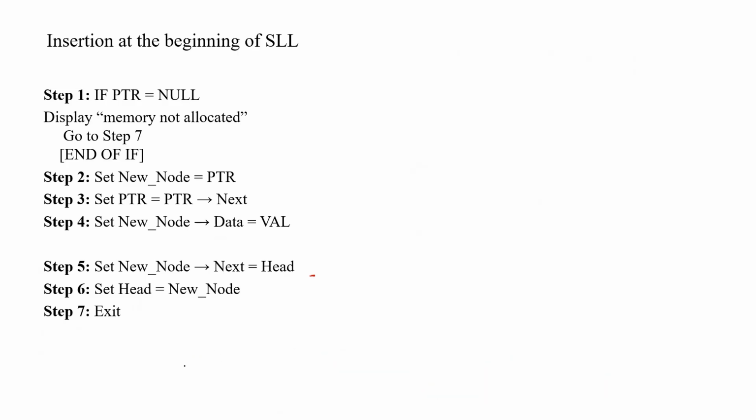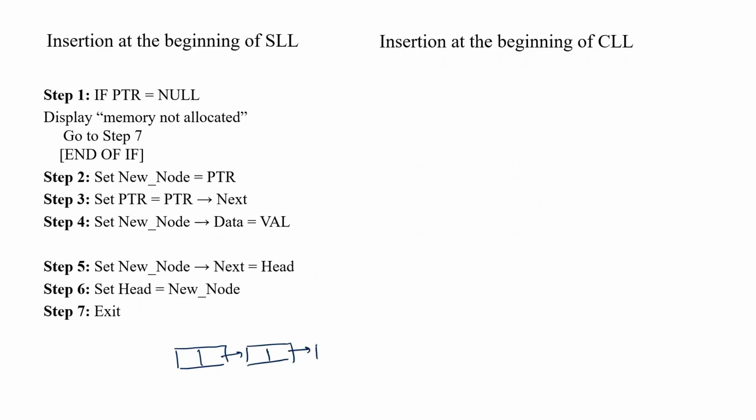So next we are going to insert the node at the beginning of a circular linked list. Let's take one example. Here we have 3 nodes in the circular linked list: 1, 2, 3, and this is a circular linked list. So 3 will be connected to 1, and 1 is your head node.